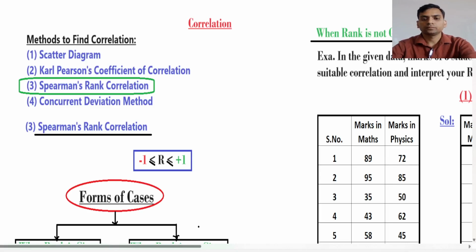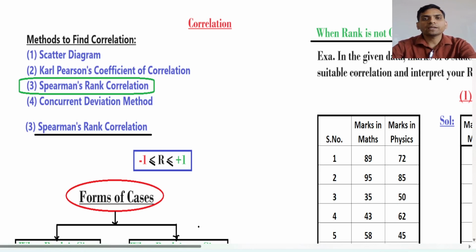Hello everyone. As we are studying methods to find correlation, in the last lecture I taught the Pearson coefficient of correlation. Now in this lecture we will see Spearman's rank correlation coefficient. So first was the scatter diagram, second was Pearson, and third we are studying Spearman rank correlation coefficient.